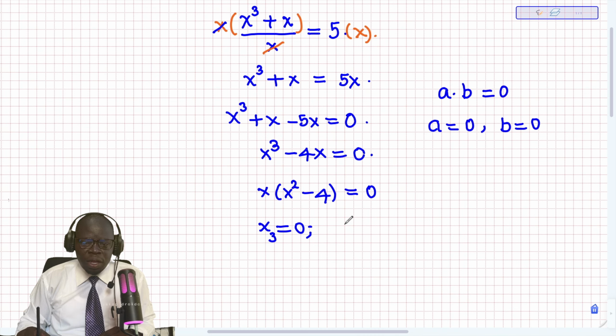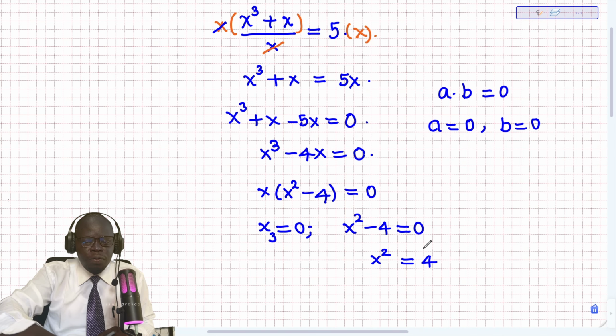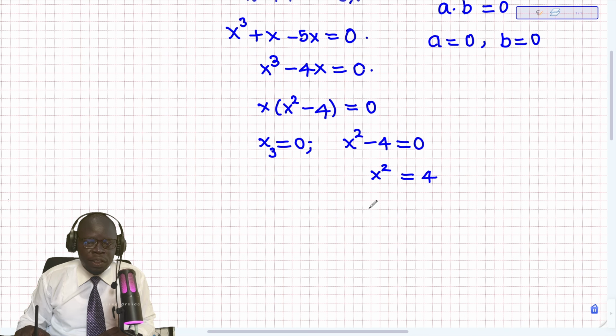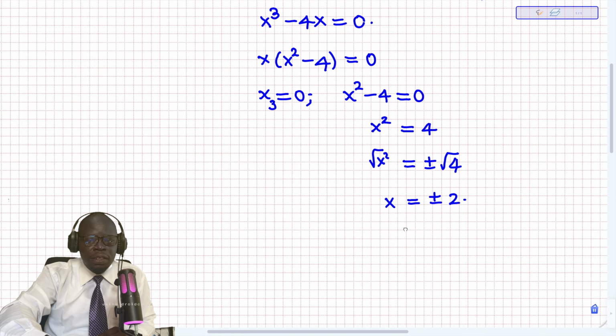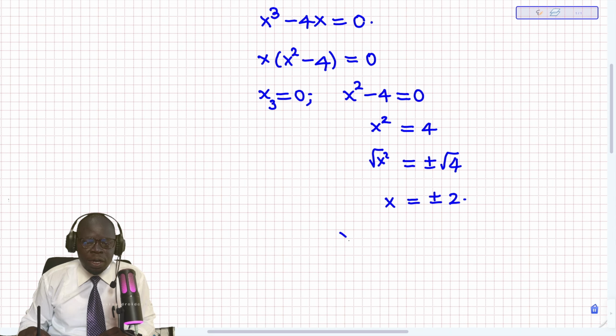Let's move to the next one. The second factor, x squared minus 4, must also be equal to 0. So let's solve this equation by taking the 4 to the right hand side, so we have positive 4. Then we take the square root on both sides, and remember, if you are taking the square root of a number, there are always two solutions, either positive or negative. The square root of 4 is 2, so we have positive or negative 2. Then we can split this, starting with the smaller value, and negative 2 is smaller. So we can say x1 equals negative 2, and then x2 equals positive 2.